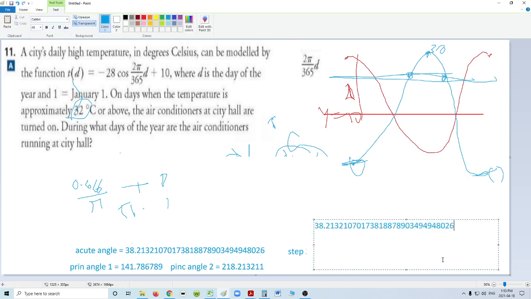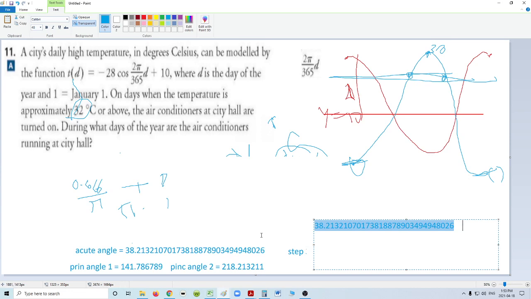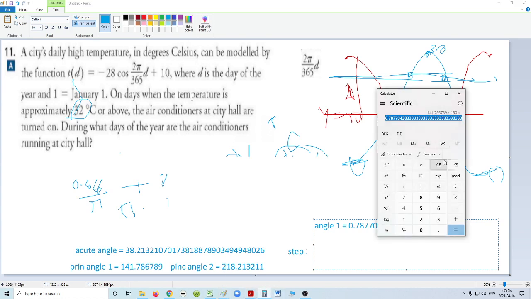So principal angle 1. Yeah, copied the wrong thing. Copy principal angle 1. That's how many pi radians. Angle 1. So there's got to be a pi at the end of it. So just do that and say pi radians. And principal angle 2 is 218 divided by. So all I'm doing is finding the two angles in radians. That's all I'm doing.